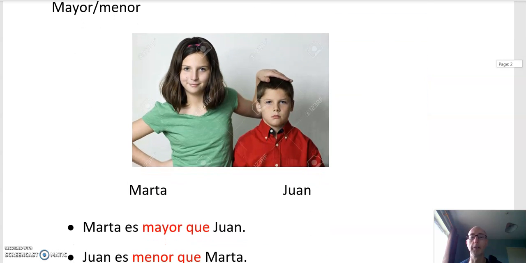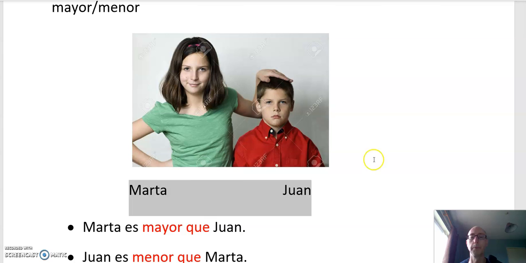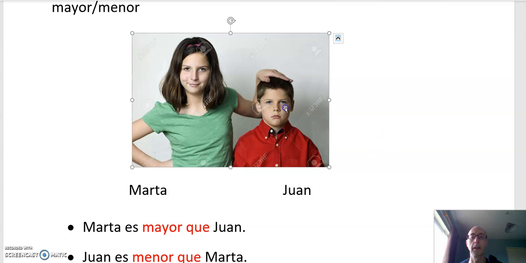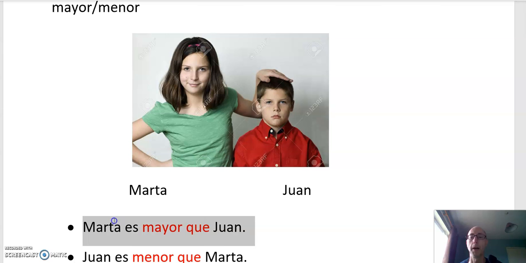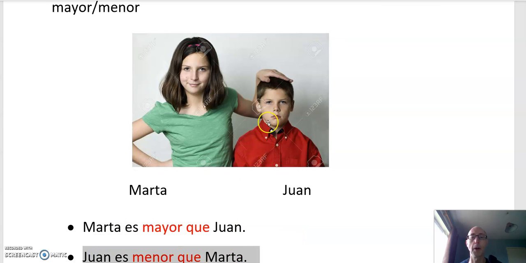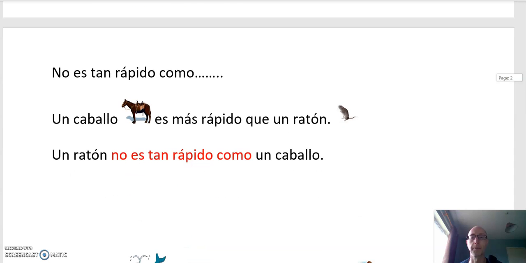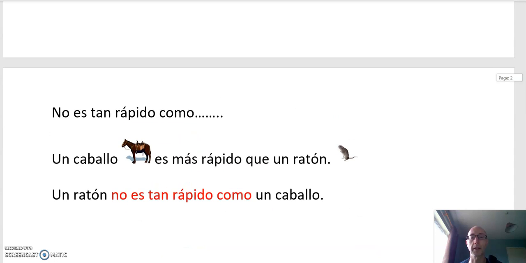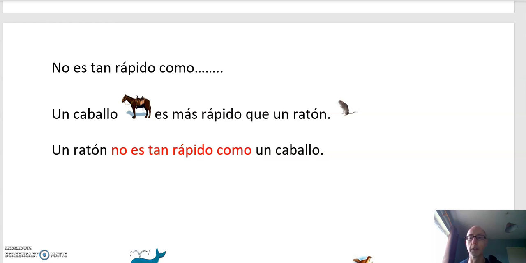And usually in families, we use mayor and menor. So let's look at Marta and Juan. Marta y Juan. Marta es mayor que Juan. Mayor que Juan. Juan es menor que Marta. So older and younger. Menor que. So let's do a little bit of practice. Well, we'll practice in a second. Let's look at the next part.